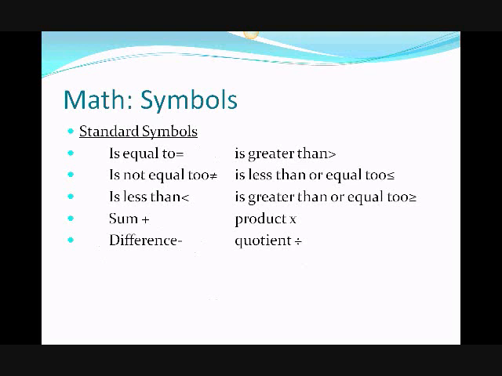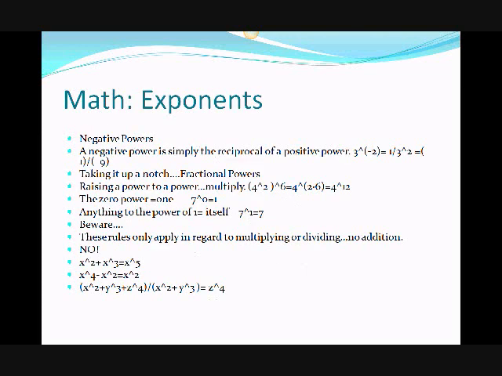Product is a times or an X, and quotient is the little line with the 2 dots above it. And of course, this is basic stuff. We know this, right? Right. Of course, exponents, this is something if you need help with, you need help with.